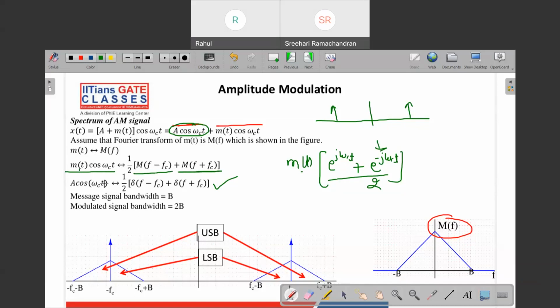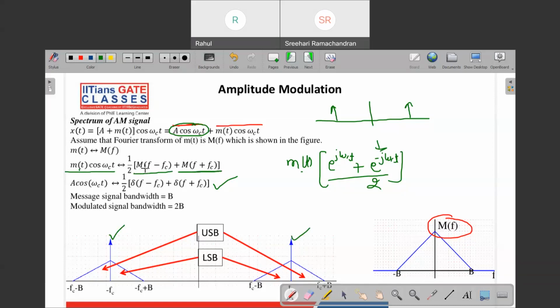Okay. Now let's plot this. How does it look? First we have two impulses located at fc and minus fc. So these two are the impulses. Now other than these two impulses, we have the shifted version of M(f).